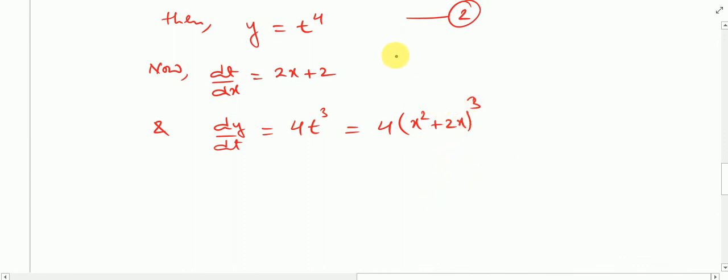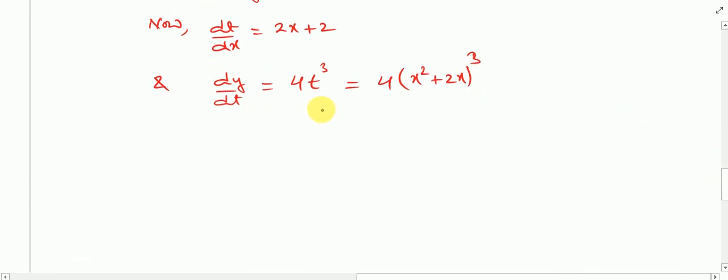Actually, when I was trying to tell you at the beginning that I can do it directly, I think I had forgotten to mention 3 in the power, okay? Anyway, so we got dt upon dx and dy upon dt. But we are looking for what? dy upon dx, okay?